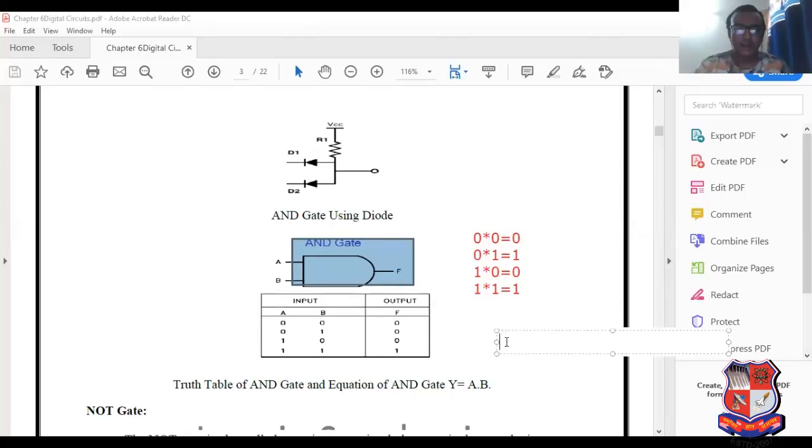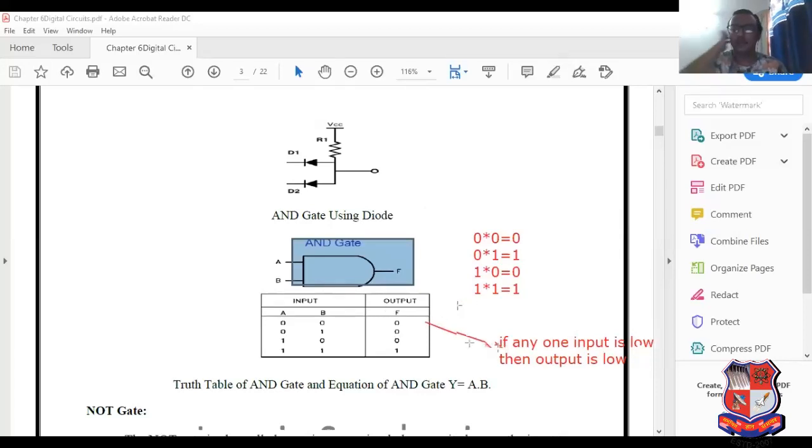This entire gate can be represented in one statement: if any one input is low, then the output is low. See this and correlate with that. See this very carefully. So this is the correct explanation of the AND gate. Now this AND gate is developed with the help of diodes. Just change the position of the diodes with respect to the OR gate, and you will be able to design the AND gate.